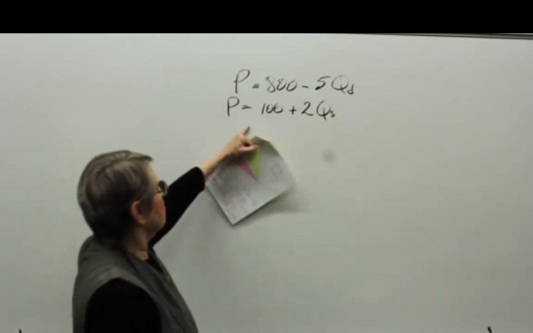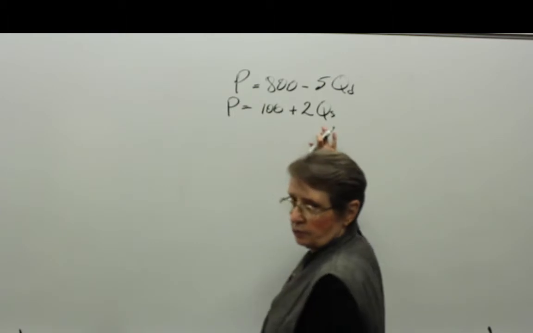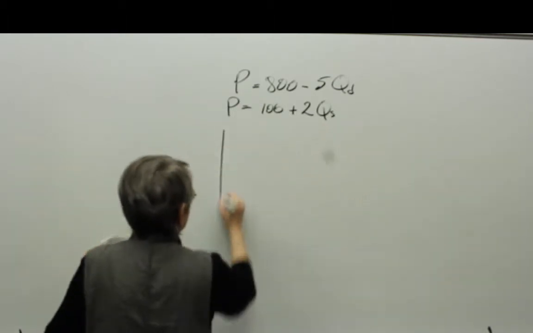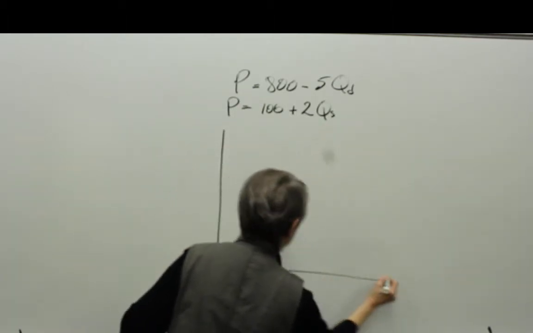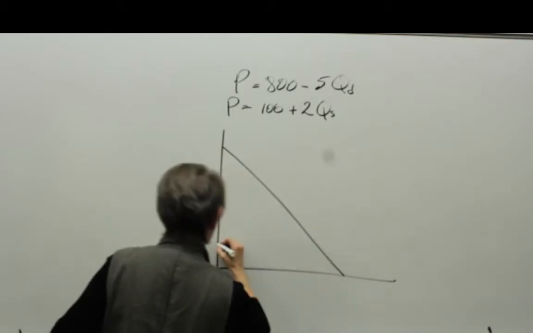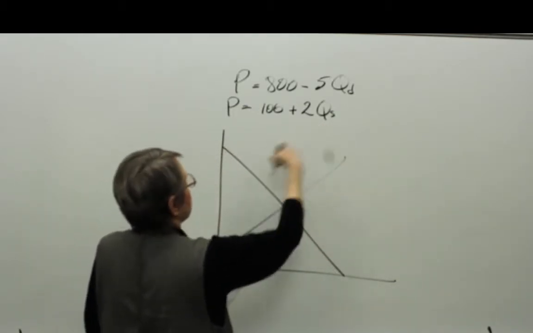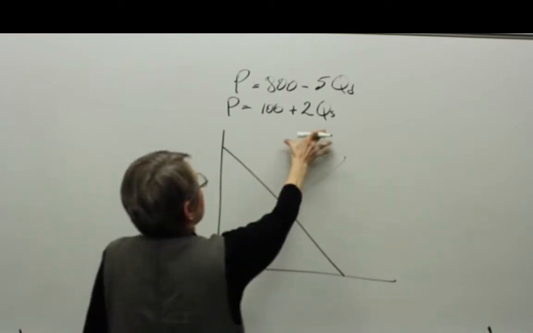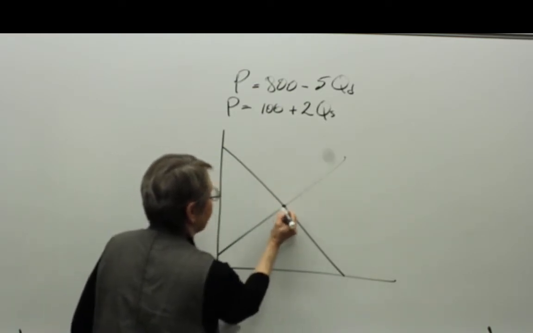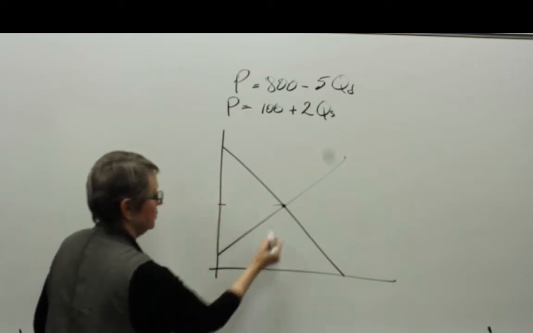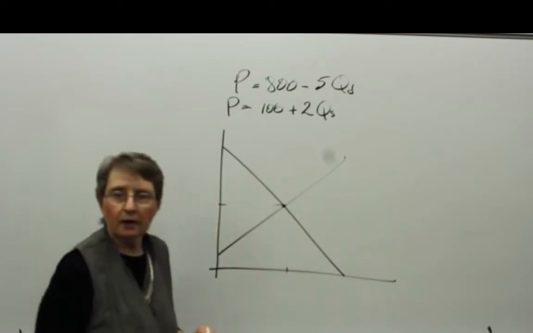So this is a linear demand curve, this is a linear supply curve, and we can just draw them. And I'll talk about plotting them in a minute. But there's my supply equation, there's my demand equation. And so what we want to do is find what the price is, and find what the output is.